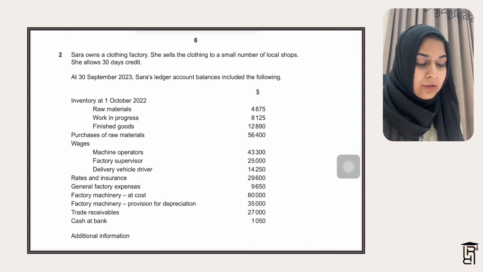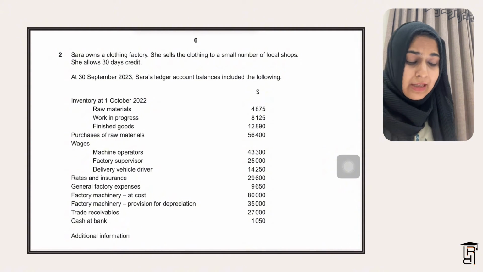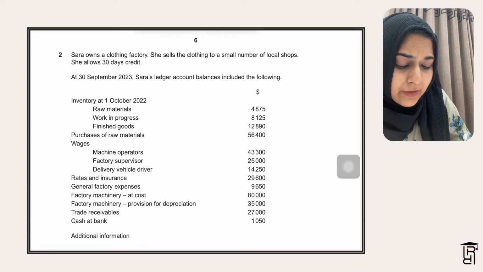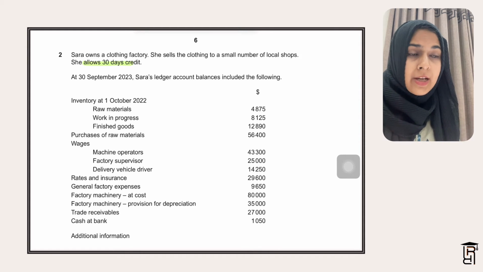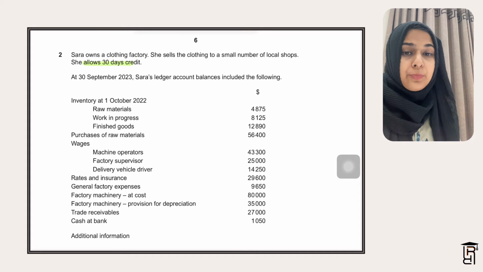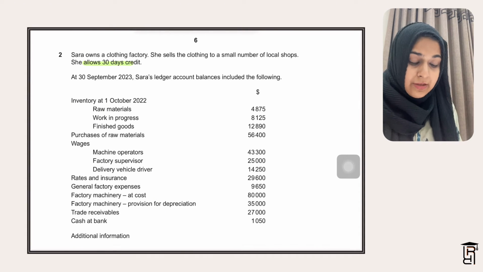She sells the clothing to a small number of local shops. She allows 30 days credit. So what does that mean? Basically, when you're allowing 30 days credit, that means whenever you're selling goods on credit, you ask your customers to pay you within 30 days. That is what this statement means here.